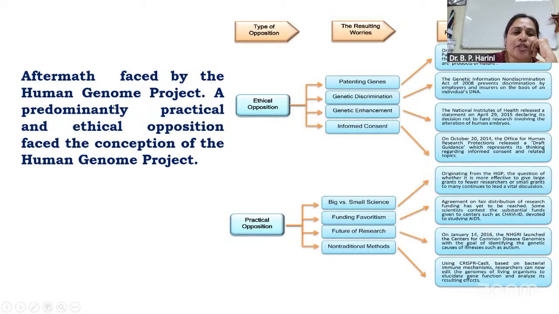In the aftermath, the Human Genome Project faced predominantly practical and ethical opposition from its conception. The ethical opposition worried about patenting genes, genetic discrimination, genetic enhancement, and informed consent, while the practical opposition concerned big versus small science, funding favoritism, future of research, and so on. The current and related events resulting from these worries have been cited here.